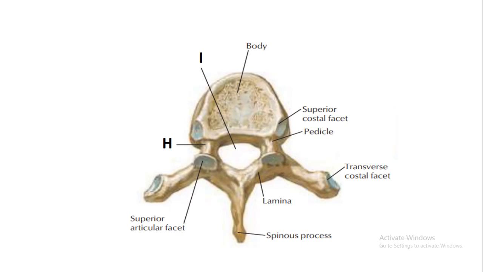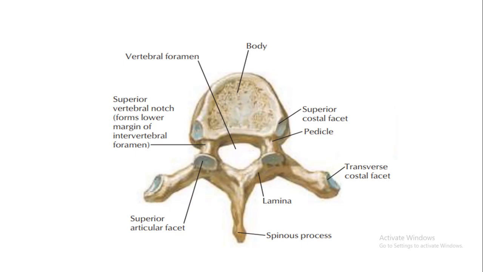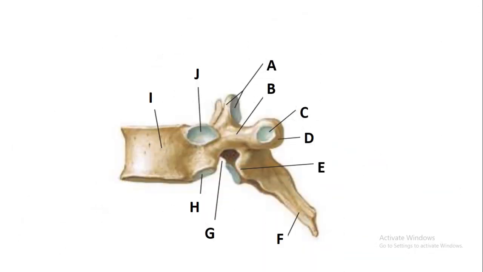labeling this bone. The next thing is the superior vertebral notch, and this normally forms the lower margin of the intervertebral foramen, of which the foramen is the last part of labeling. So please make sure that you know all these labels of this bone, which is just the superior view of T6. Let's quickly look at another view of this same bone.